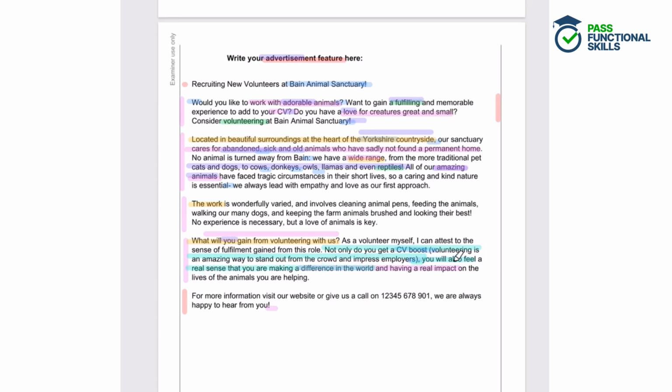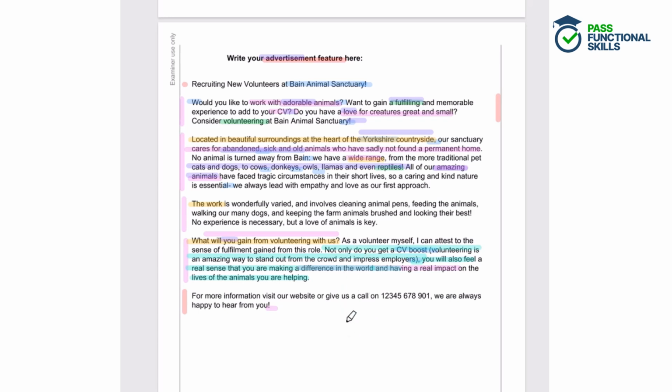So we're talking a bit about the emotional experience that is created by the role. And then we have another connective word to add a further idea to that. So you're not just making a difference to the world, you're having a real impact on the individual animals, so the lives of the animals that you are helping. So try to connect your ideas together just like this.